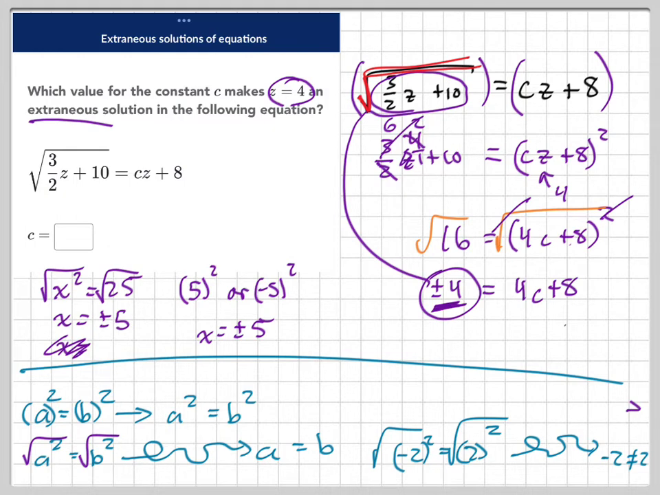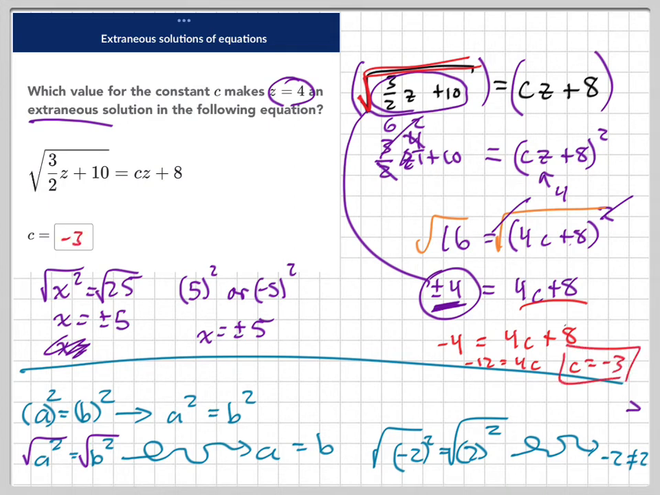So what you're supposed to do here, let me sum it up really nicely. Since -4 is a number that this cannot be, you're supposed to set this equal to -4 and then solve it. So I subtract 8 from both sides. I get -12 equals 4c, and then I get c equals -3. And that's supposed to be your answer for this guy, -3.